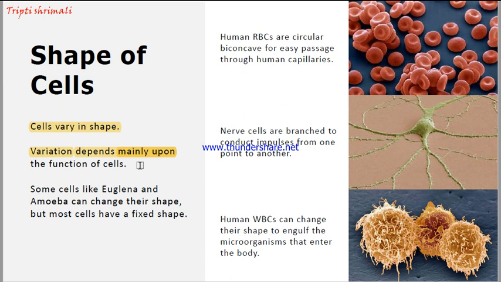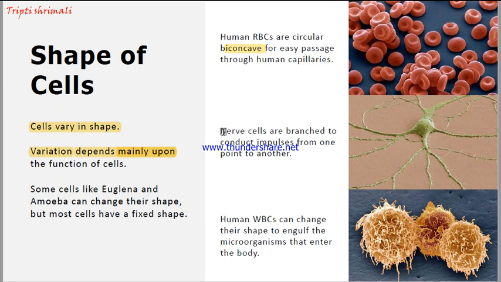If we talk about human RBCs, they are biconcave. Because these RBCs do not have a nucleus, they are biconcave. And this is very essential because they need to pass through the narrow capillaries. If they were not biconcave, they could not pass through the narrow capillaries easily.